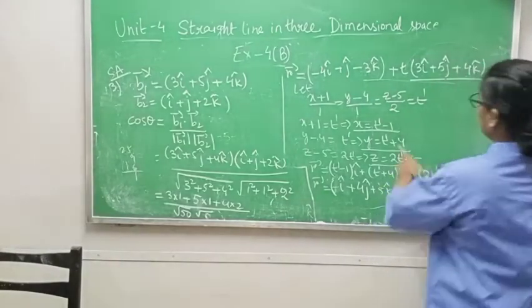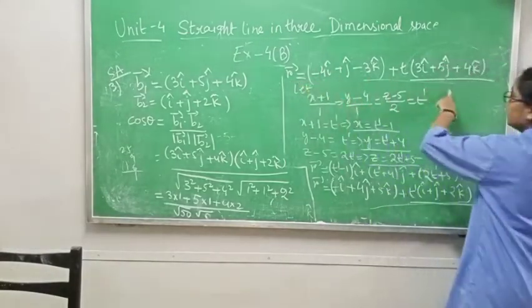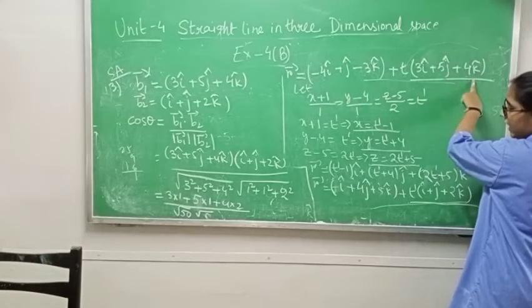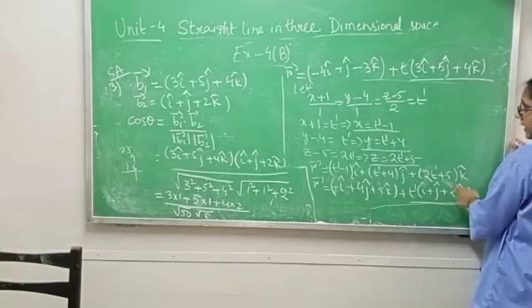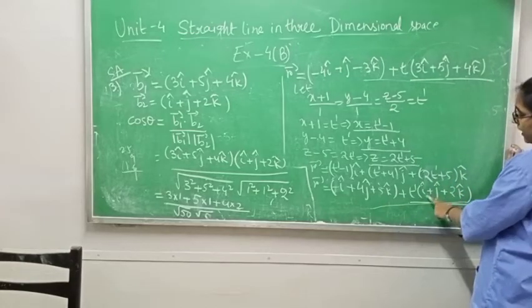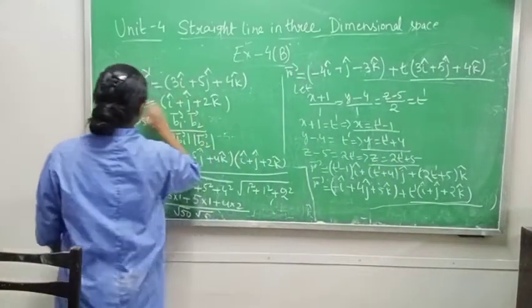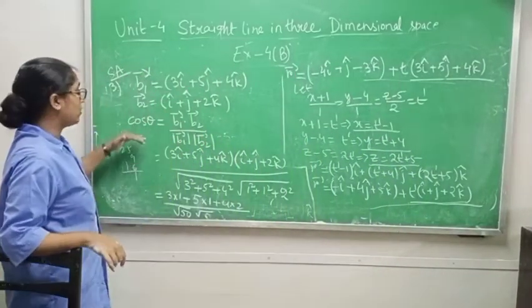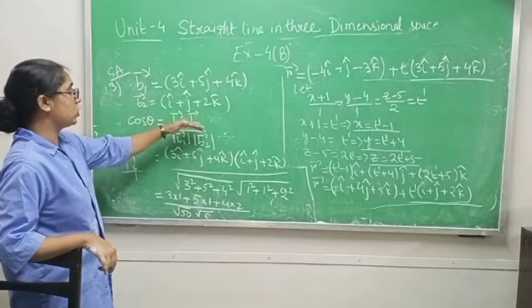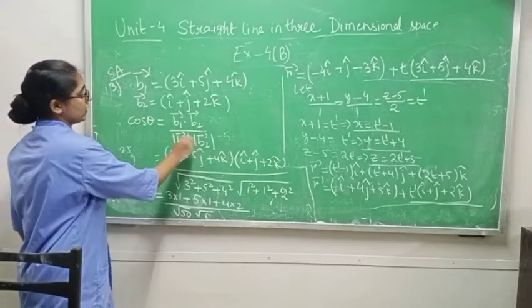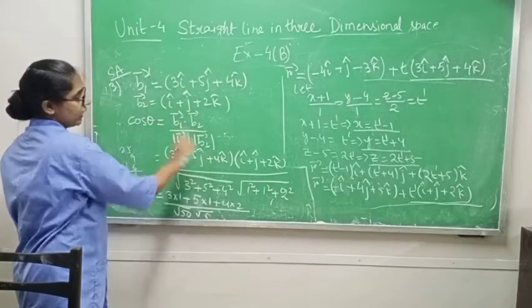Now from this one, from vector form 1, you will get b1 value 3i cap plus 5j cap plus 4k cap, and from this one you will get b2 value which is i cap plus j cap plus 2k cap. So I am writing separately b1 vector and b2 vector. Now the formula is cos theta equals b1 vector dot b2 vector by mod b1 vector into mod b2 vector.